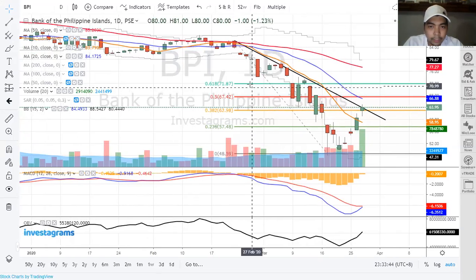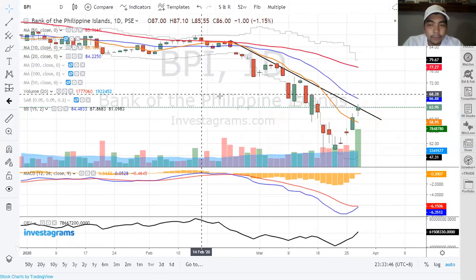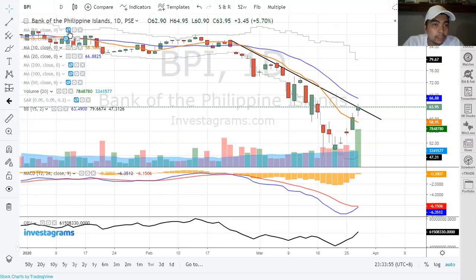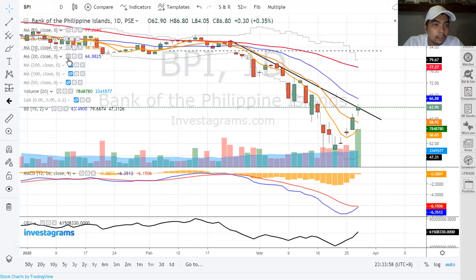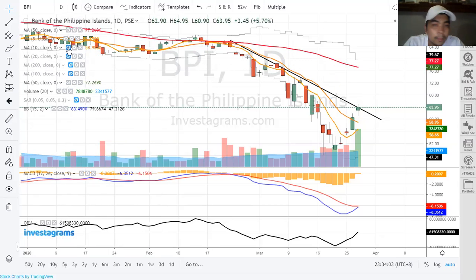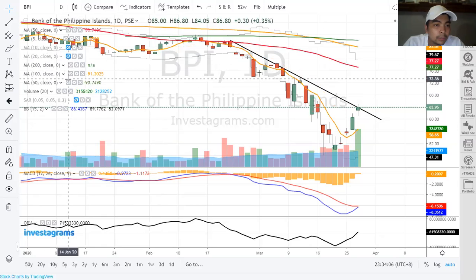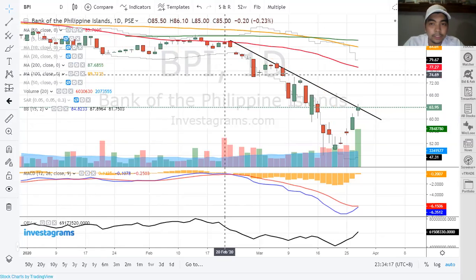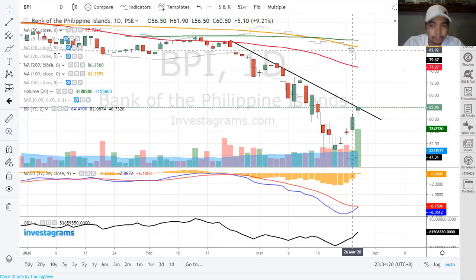So first of all, what are the indicators that I use? Usually I use the moving averages, the 50, 100. Let me show you that. Usually yan yung ginagamit ko, the 50-day moving average, which is the red one, the 100-day moving average, and the 200-day moving average.